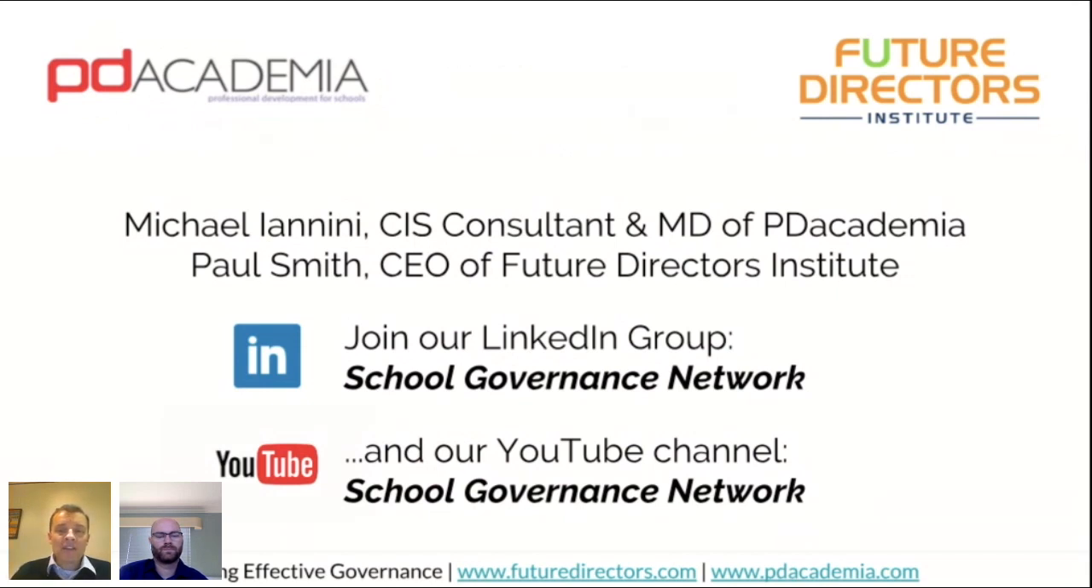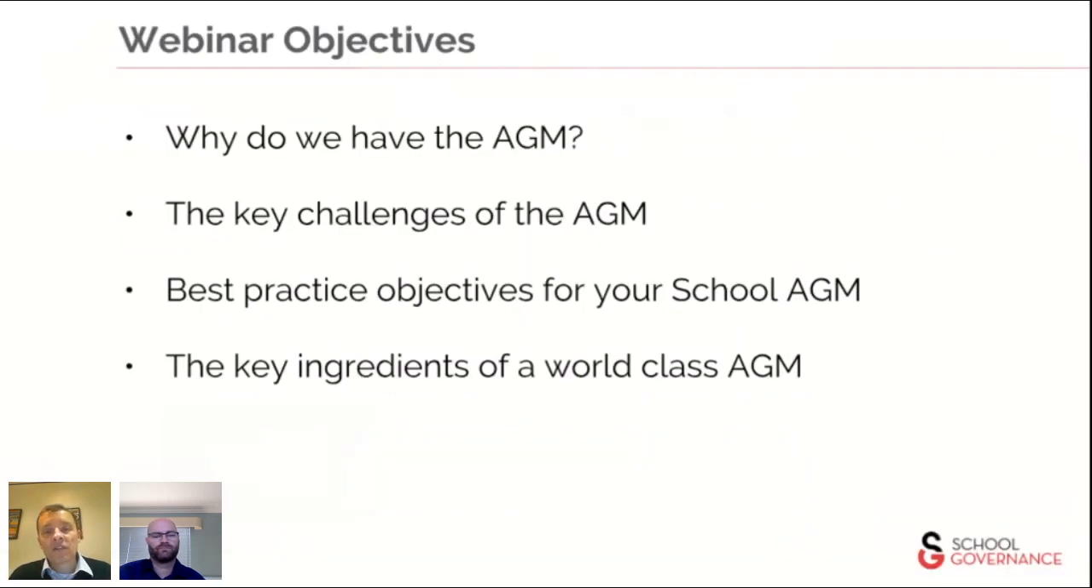What I want to do is now start to look at what our objectives for today are. Pretty much what we're looking at is 4 main items. Why do we have the AGM? The key challenges of the AGM, and best practice objectives for your school AGM. Then finally, Paul's going to enlighten us on the key ingredients of a world-class AGM, something to put it all together. And I'm really excited to get engaged in this topic because it's very practical and it's very relevant to what's going to be happening in the next 2 months for many of you. With that said, hey, Paul, would you mind answering that essential question? Why do we have an AGM?